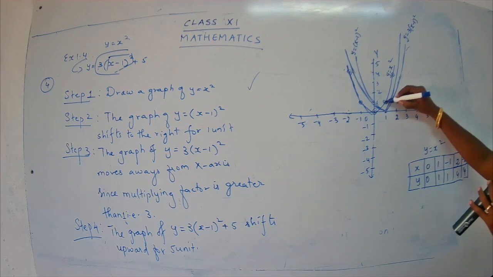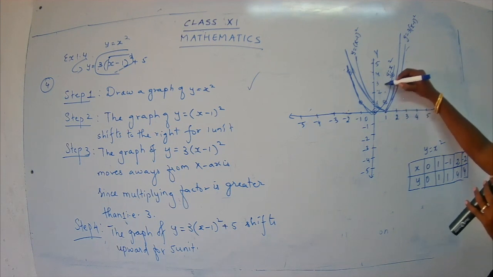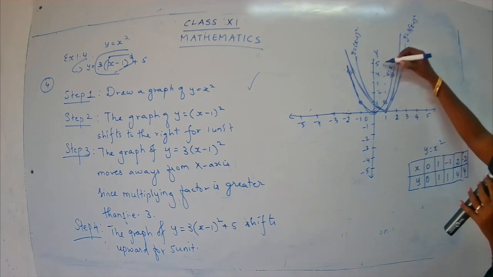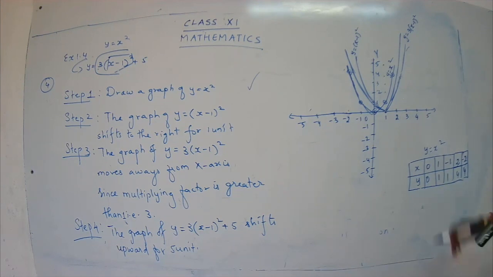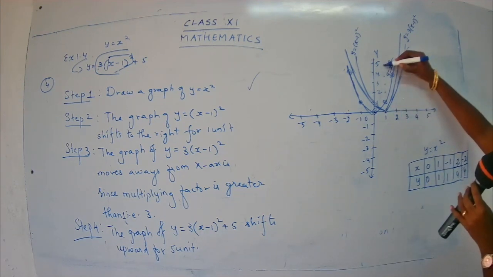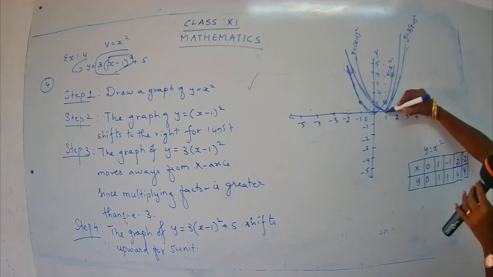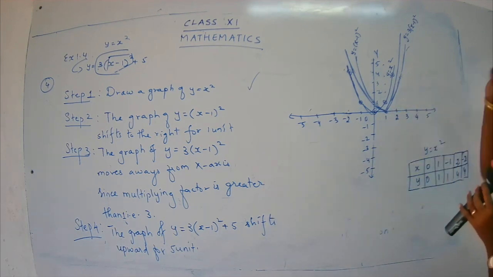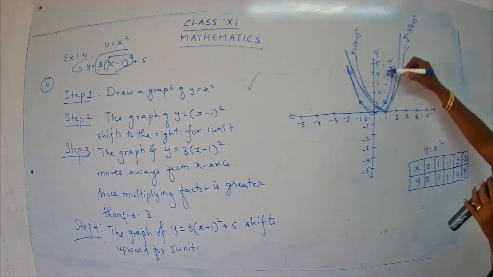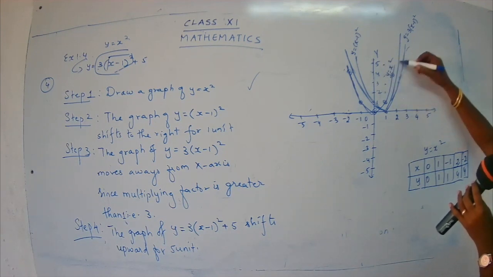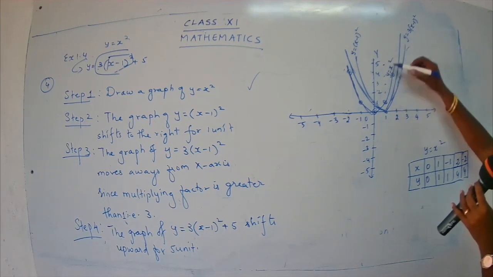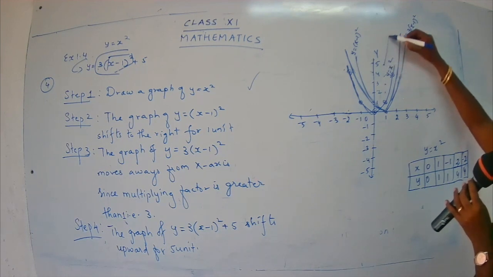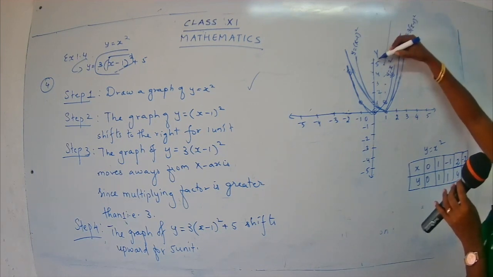So 1 unit, this is 1. So 1 unit, 2 unit, 3 unit, 4 unit, 5 unit. See? So everything is the same. This point comes over here. It is in 1, so it is going to shift upward for 5 unit. So 1, 2, 3, 4, 5 here. This is your graph, yes? So somewhat it comes here.